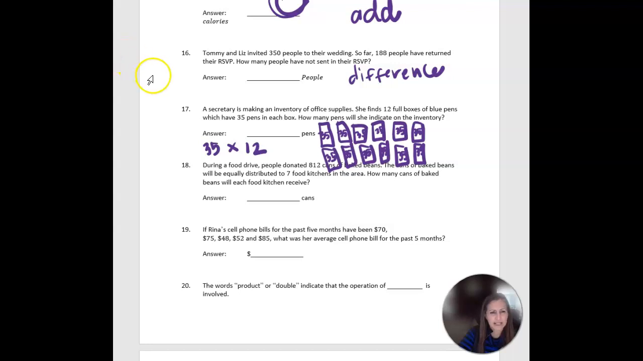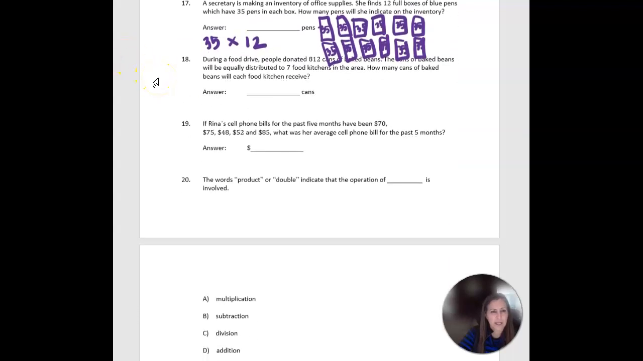Okay, number 18. I know I wrote over it a little bit. During a food drive, people donated 812 cans of baked beans. The cans of baked beans will be equally distributed into 7 food kitchens. Equally distributed means they're going to be divided evenly among the 7 food kitchens. So how many cans of beans will each food kitchen receive?